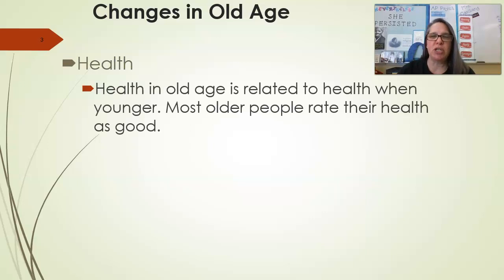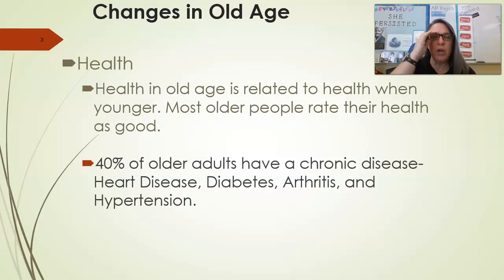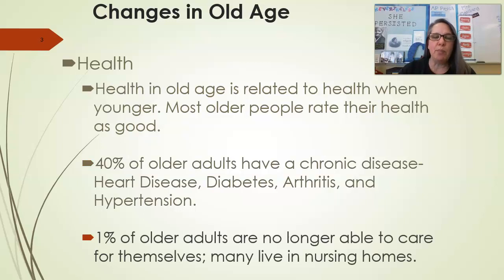So health changes, okay, your health in your old age, no big surprise here, is definitely related to how healthy you are when you're younger. Most older people tend to rate their health as good. 40% of older adults have a chronic disease, something like heart disease, diabetes, arthritis, hypertension. Okay, those are all pretty common disorders. 1% of older adults are no longer able to care for themselves, so living in nursing homes, but a very small percentage.